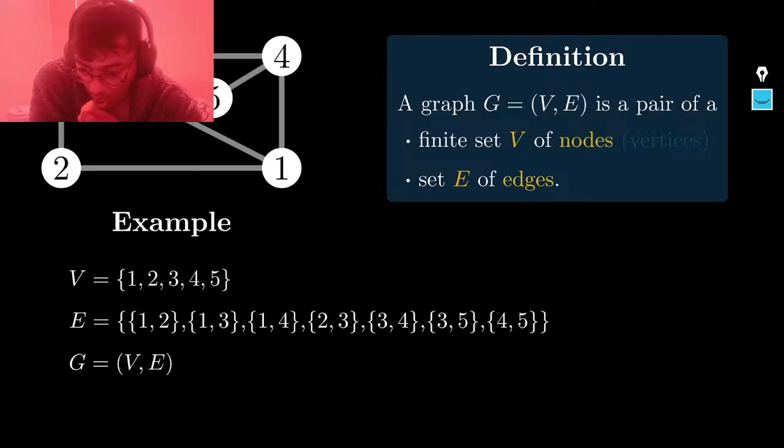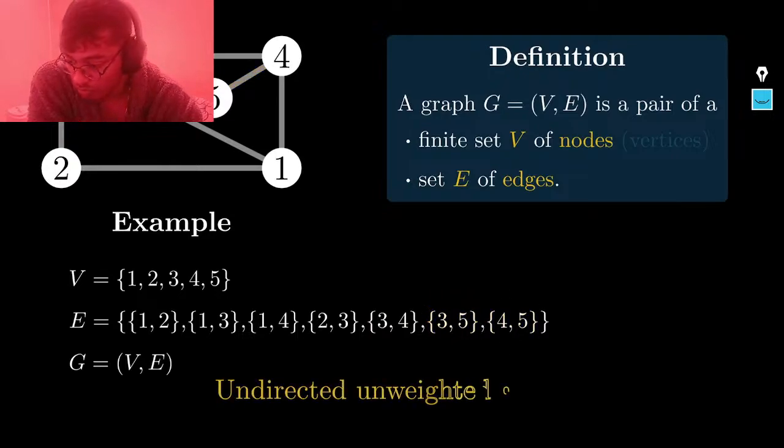Regarding this edge set, the graph consists of edges connecting the nodes 1 and 2, 1 and 3, 1 and 4, 2 and 3, 3 and 4, 3 and 5, and 4 and 5. A graph like this is called an undirected, unweighted graph.